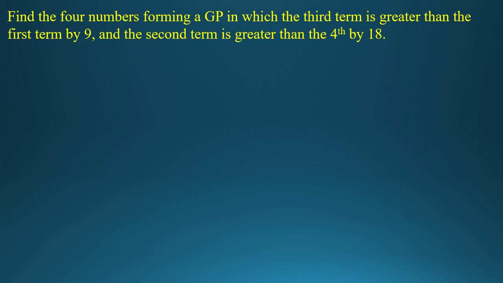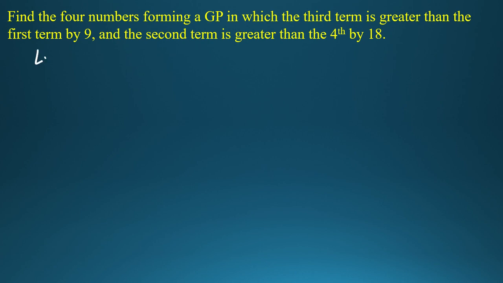Okay. Now the next question is, find the four numbers forming a GP in which the third term is greater than the first by 9 and the second term is greater than the fourth by 18. Now normally I say that if you have to consider three terms or four terms, then you consider like this, a upon r cube, a upon r, like that. But here I will not prefer this because we don't have the product of the terms anywhere.